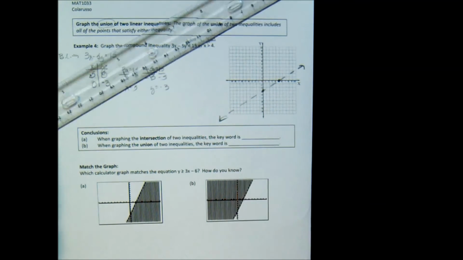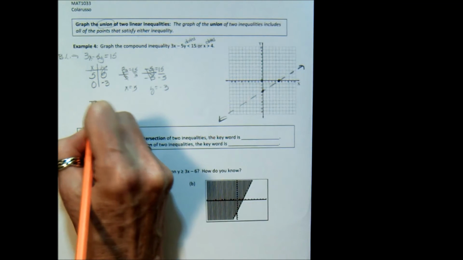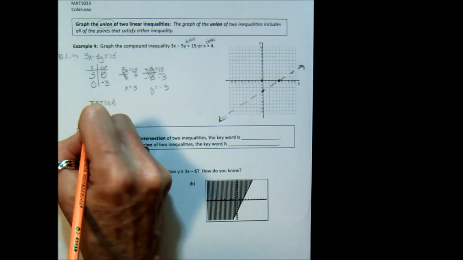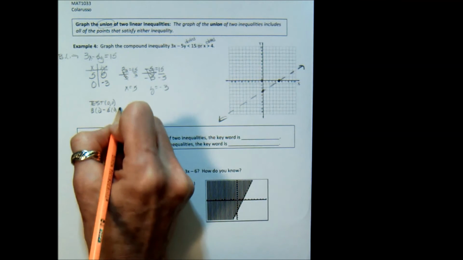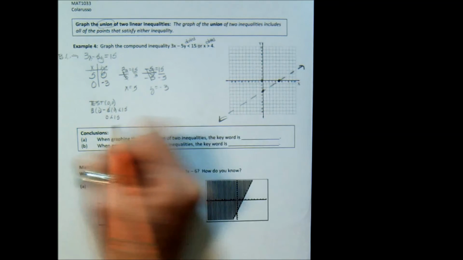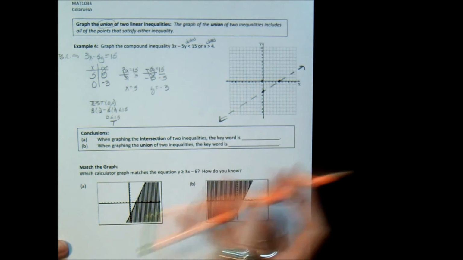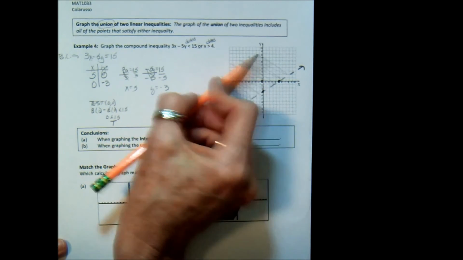We need to test 0, 0 to see if it's in the correct region. In our original equation, is 3 times 0 minus 5 times 0 less than 15? Is 0 less than 15? Yes, it is. So that is true, meaning 0, 0 is in the correct region. So I'm going to try to shade this from that angle. I'm looking at that region above that line.